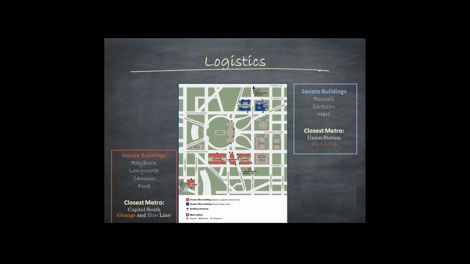For the Senate side, the offices are in blue in the top right. The main offices are Russell, Dirksen, and Hart. And your closest metro stop is going to be the red line at Union Station.